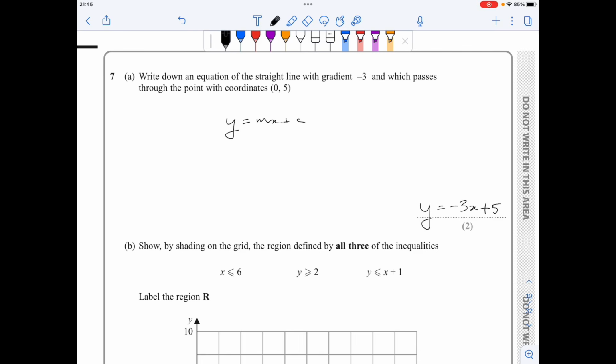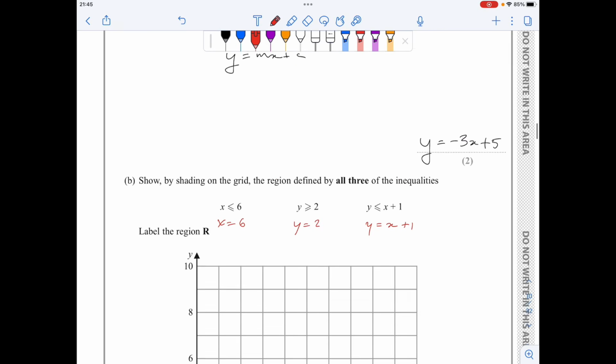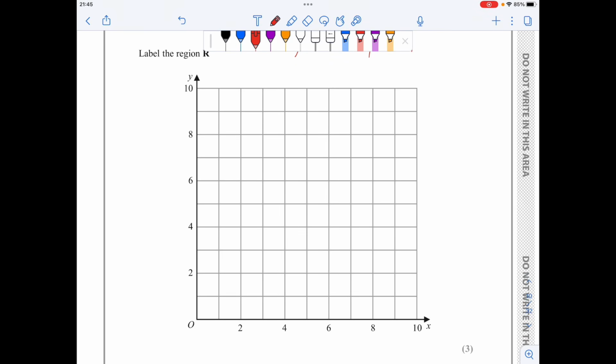For part B, I'll consider the corresponding equations. So the first one would be x equals 6, next one y is equal to 2, and finally y equals x plus 1. So if I plot the first one, x equals 6 is a vertical line cutting the x-axis at 6. y equals 2 is a horizontal line cutting the y-axis at 2.